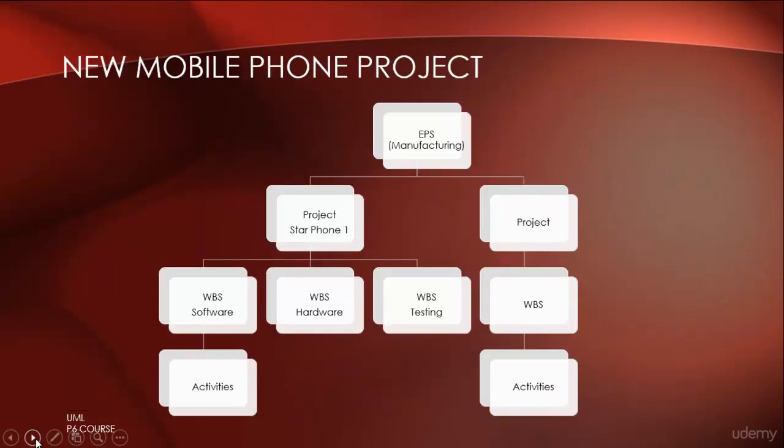Here you can see in this figure I have shown you how projects are structured in Primavera P6. Let's say we have an EPS manufacturing and under this EPS we have various projects. And say one project we have is the Star Phone 1. Under this project Star Phone 1 we have different WBS of software, hardware and testing, and under each WBS we will have different types of activities. So the activities will sum up to their parent WBS, the parent WBS will sum up to the higher WBS and finally to the project level.